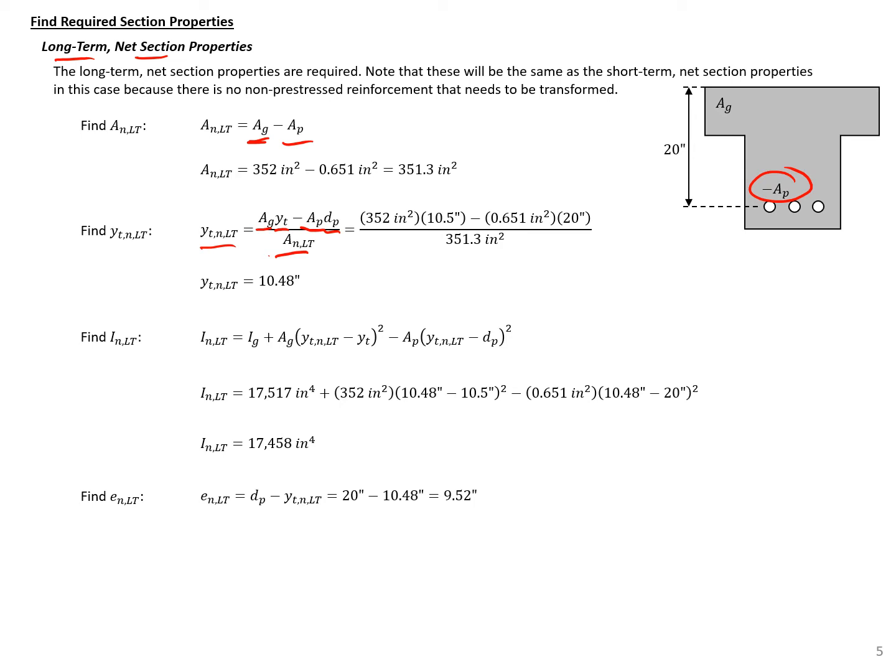Again, I'm differentiating between short-term and long-term here. If you have non-prestressed steel, you need to transform that non-prestressed steel into an equivalent concrete area. And you need to make sure that you're using either the modulus for the concrete at release or at final, or the effective modulus of elasticity for the concrete, depending on what type of loading you have. So here, we don't have any non-prestressed steel, so the short-term and long-term net section properties will be equal.